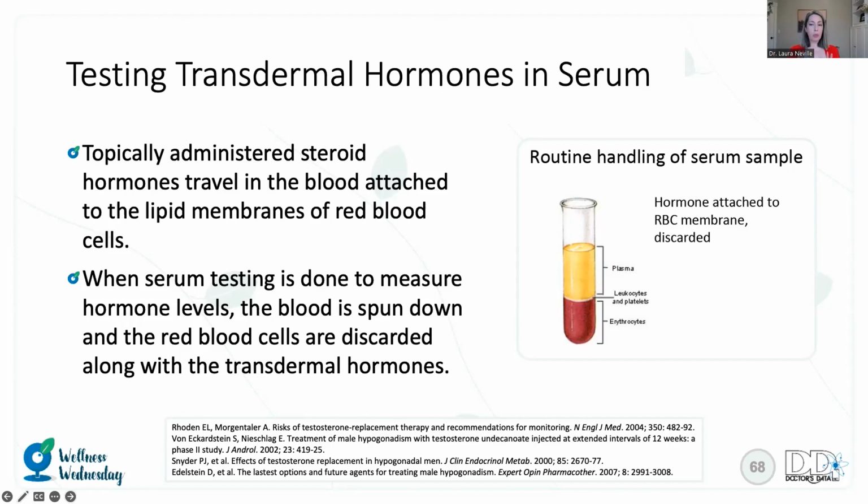That's because of the way that serum is routinely handled. When the blood is drawn from a patient who's applied the transdermal hormone, we understand that a large portion of that is going to be attached to the red blood cell membrane. But to separate the serum, the blood is allowed to clot and then it's spun down. The red blood cells are discarded along with that transdermal hormone attached to the membrane. So again, we're applying progesterone, we're not seeing the serum level rise, we're thinking, where did that go? Everyone's looking around for this missing progesterone. Oh, it's in the trash can with the red blood cells.